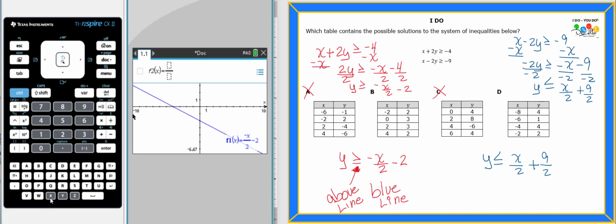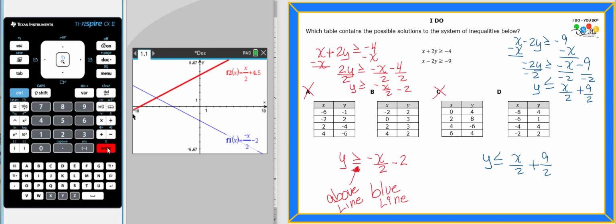So we have x over 2, move to the right, and plus, now remember, 9/2 is like 9 divided by 2. So that's 4.5, right? So change it to a decimal, 4.5. Or you can type the fraction if you want to. It's totally up to you. I'm going to click enter.